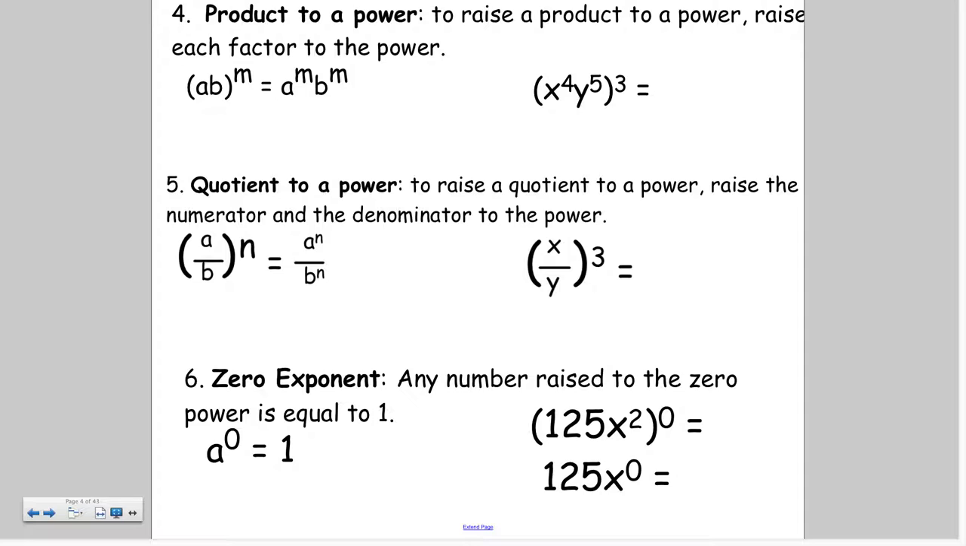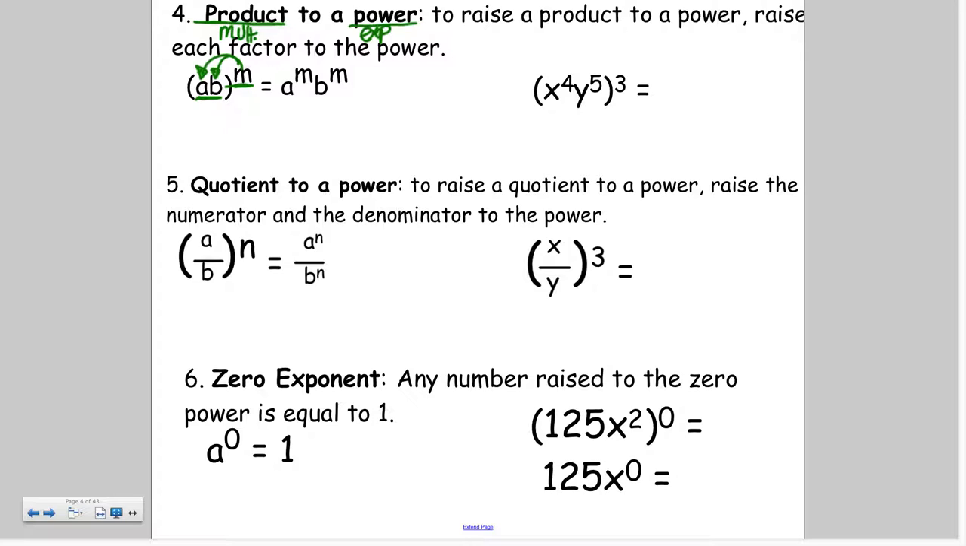Next, we have product to a power. So this means we're going to have multiplication, and this is going to be an exponent. So we're going to have multiplication to an exponent, all right? And as you can see, A and B are being multiplied together, and they're raised to an exponent. So to raise a product to a power, raise each factor to the power. So that means I'm just going to distribute my M to my A and to my B. I'm going to distribute it to everything inside there, okay?